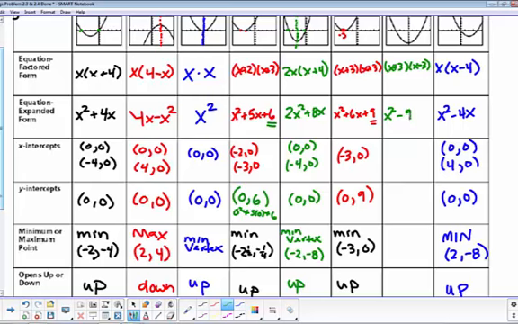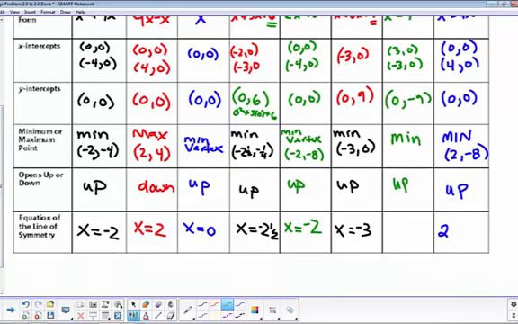Our x-intercepts are at positive 3 and negative 3. Y-intercept is at negative 9. This is again a minimum point. Opens up. And the line of symmetry is at 0.